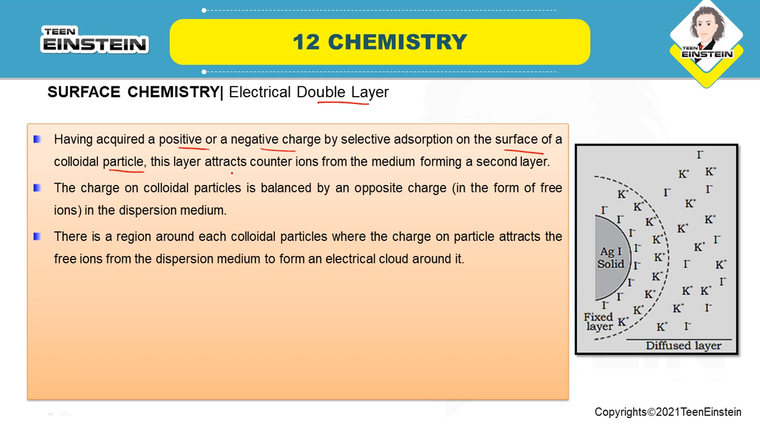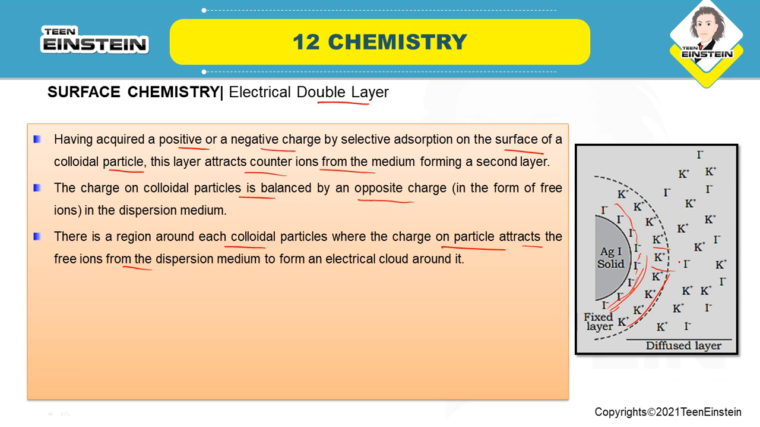So now the layer that is formed will attract counter ions from the medium and form a second layer. Already there is I-, if you consider the last example, so it will attract K+, that is the oppositely charged ion. Now the charge on the colloidal particle will be balanced by an opposite charge. So all this negative charge of I- will be balanced by positive charge, and there will be a region around each colloidal particle where the charge on the colloidal particle attracts the free ions from the dispersion medium.